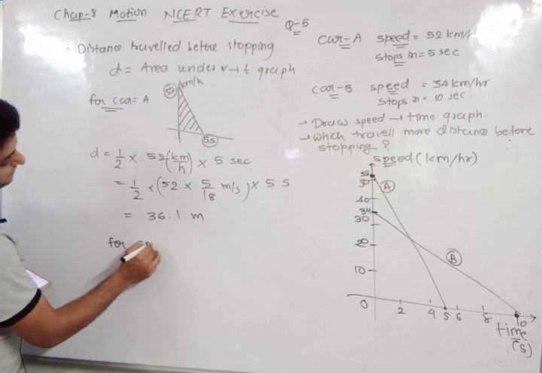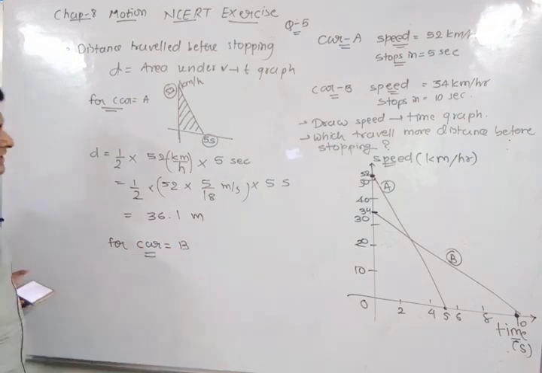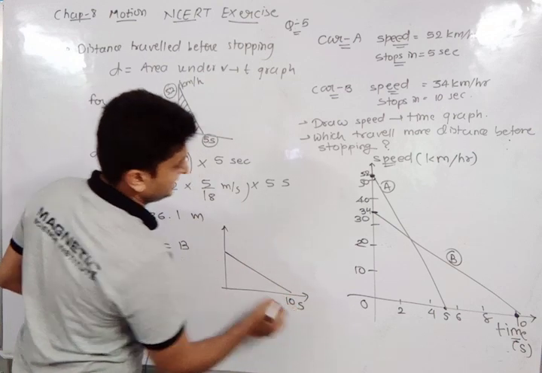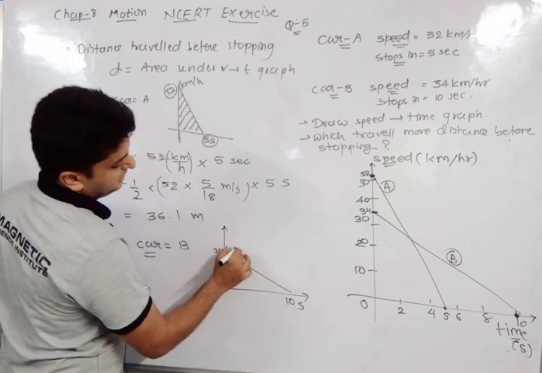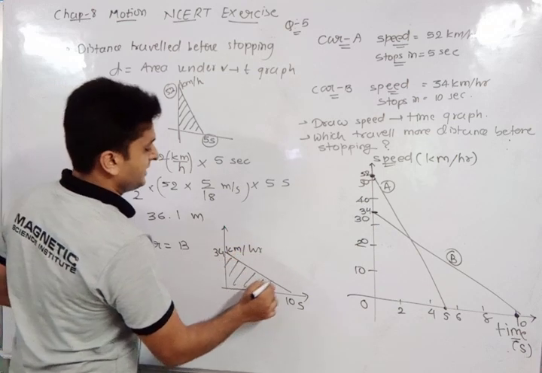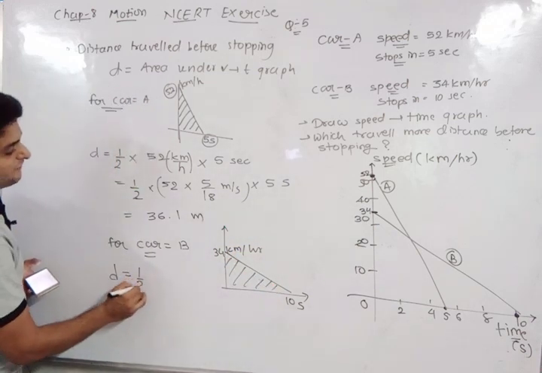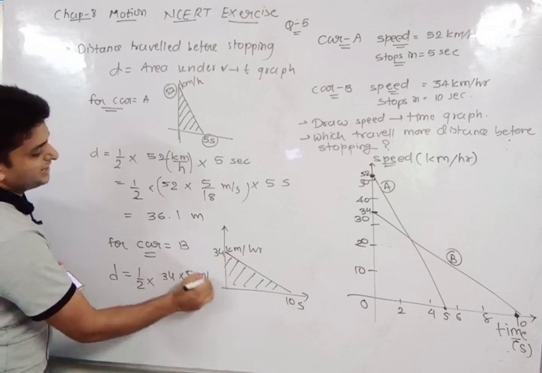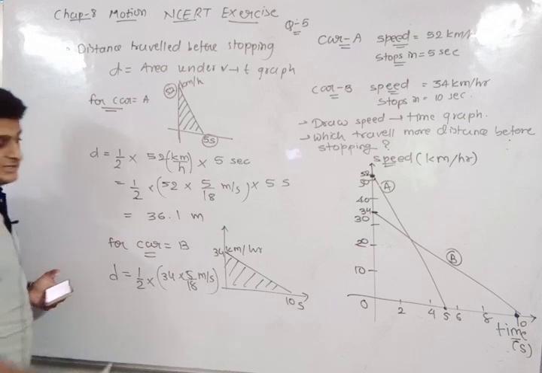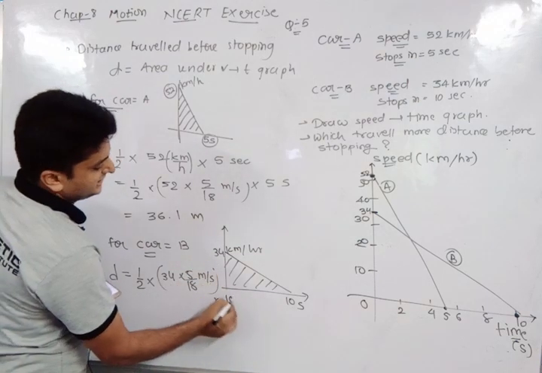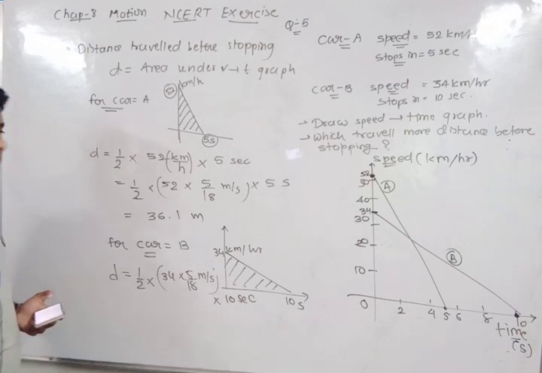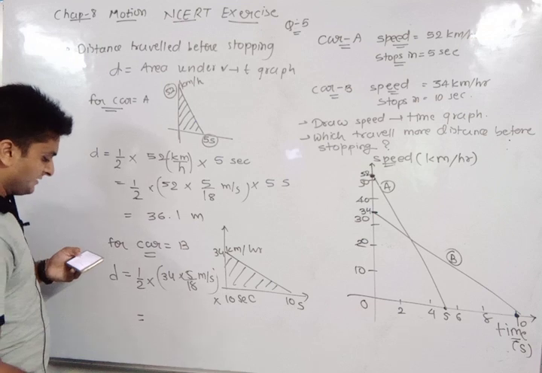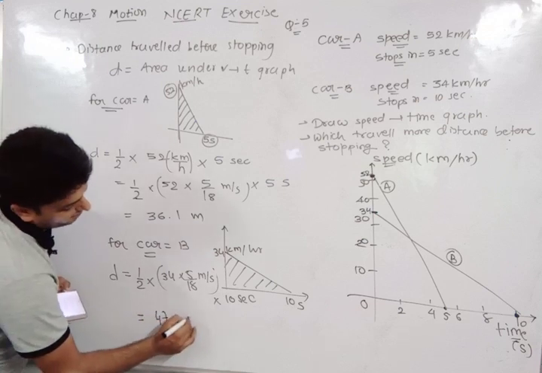Similarly for car B, what will we get? The graph of car B is something like this. This is 10 seconds and this is 34. Okay, let's find the area under the graph. That is the distance, equal to half into height, which is 34 kilometer per hour. I will multiply with 5 by 18 to convert it to meter per second. This is your height into base, and the base is 10 seconds. So I have done the same thing, half into base into height, for both the graphs. On solving this, you will get 47.2 meter.